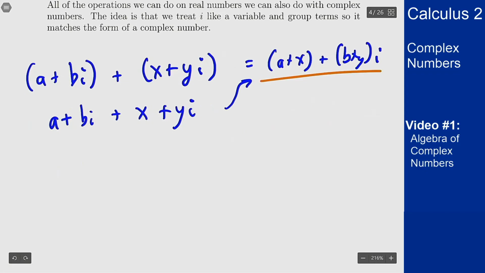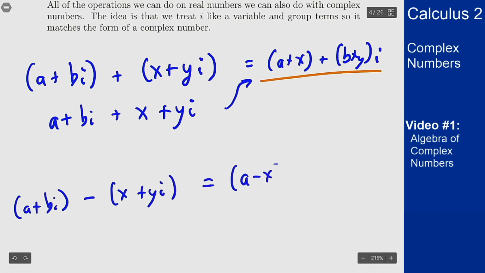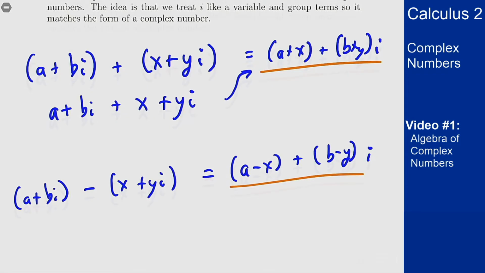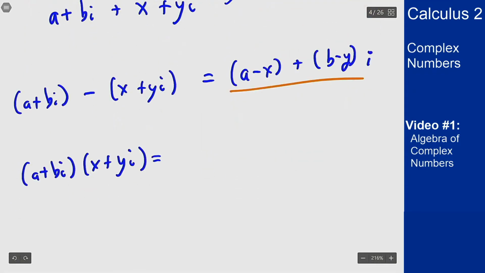So if I have a plus bi and then want to subtract x plus yi, it'll work the exact same way. I'll get a minus x plus b minus y times i. Basically think about dropping the parentheses and rearranging terms so it looks like a complex number again. The one slightly trickier operation here is multiplication. And the key trick here is treating i like a variable and FOILing this out to see what we get.